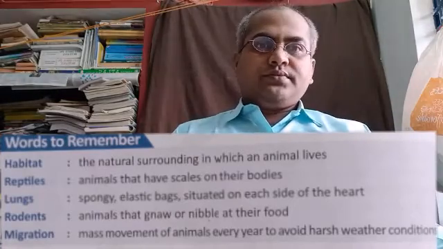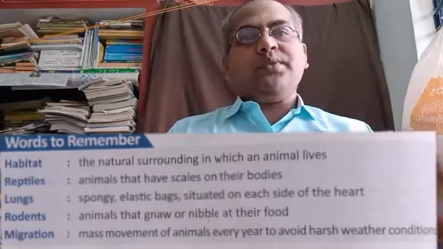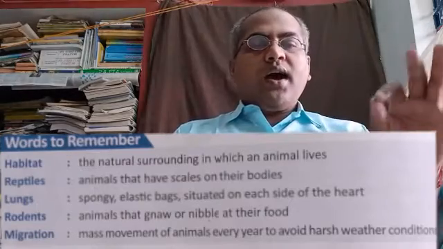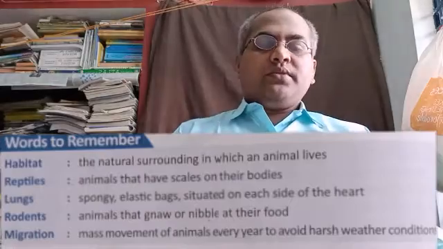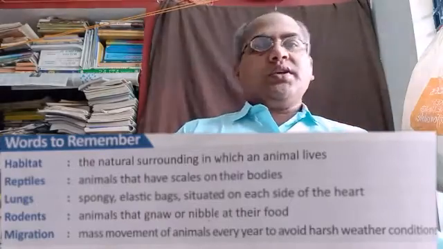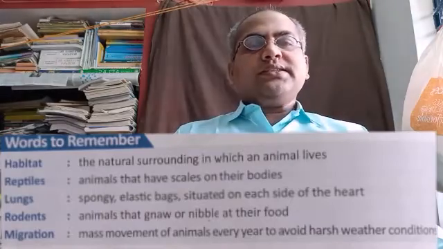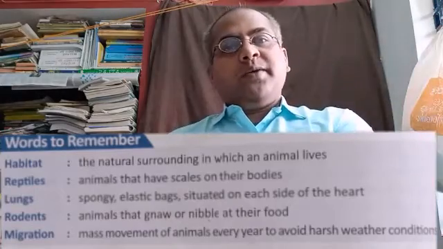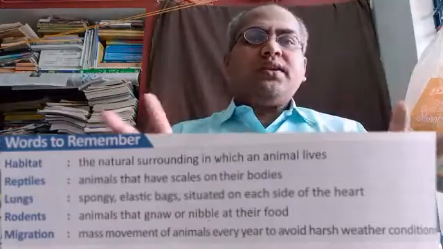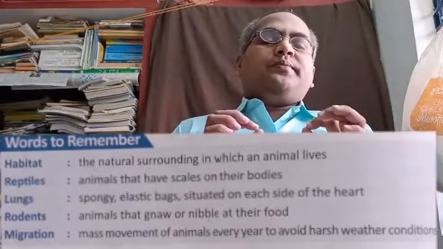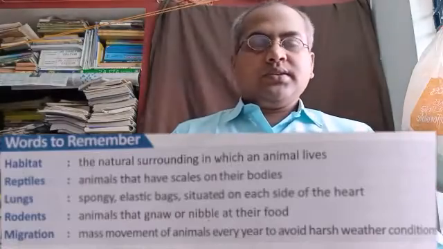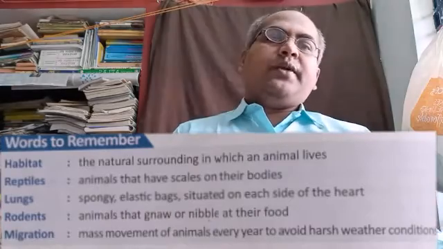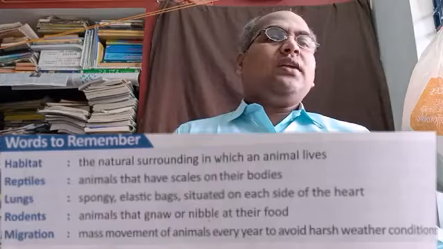Next comes migration. As we had discussed earlier in this chapter, it is the mass movement of animals every year to avoid harsh weather conditions. Like we had discussed the Siberian crane. Siberian cranes travel from Siberia and come to India, that is Rajasthan, Haryana, the Bharatpur areas. So there they breed, means they lay their eggs. They live in the well-maintained climate, because in Siberia at that time, in the winter season, there was too much cold and they are not able to survive.